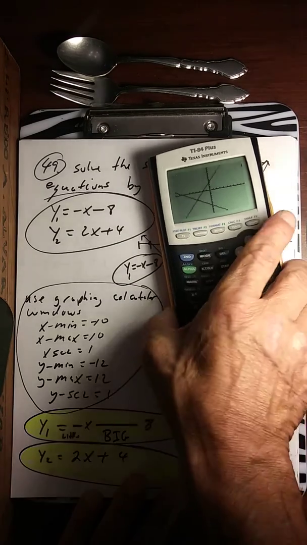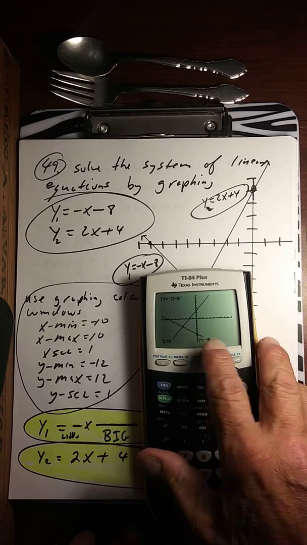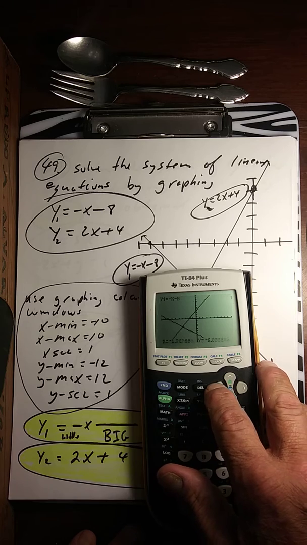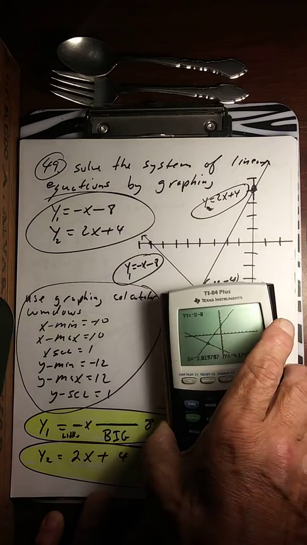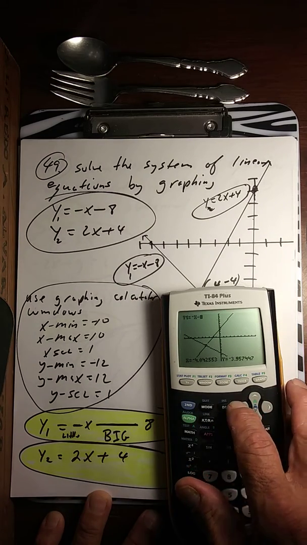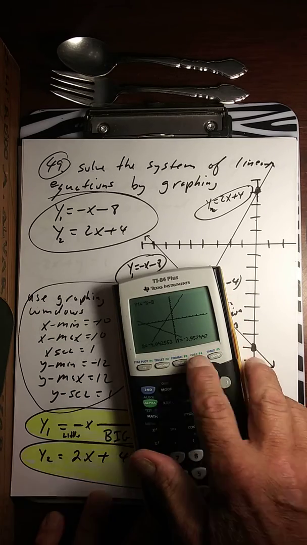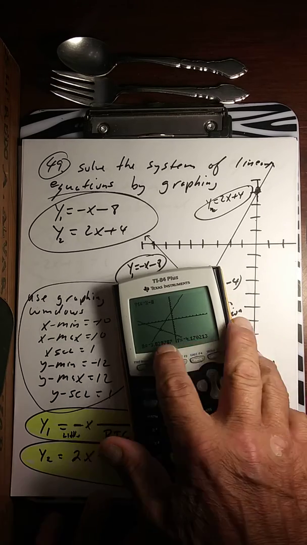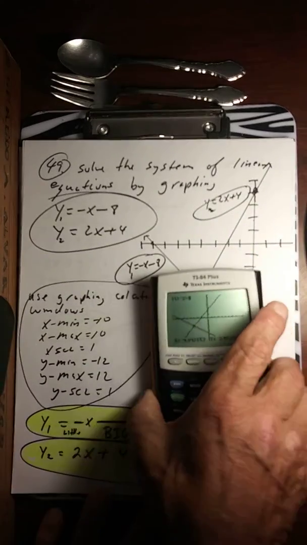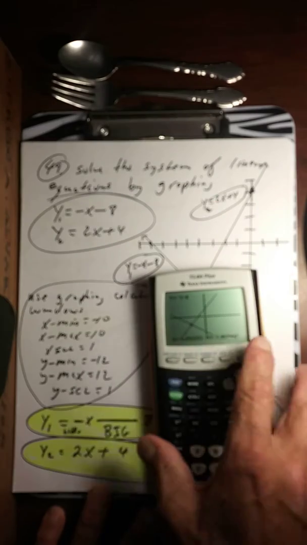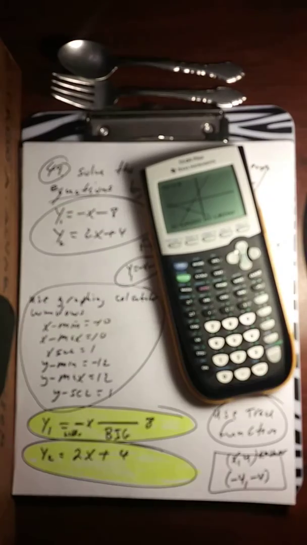And there they go. They intersected right there. And then you can do a trace to get that point as close as you can to that spot right there. The closest we can get looks like it's going to be negative 4 and negative 4. Yeah, because 3.95, we can put that as 4. So negative 4 and negative 4 right there. Put it in the calculator, graph it, and that's it.